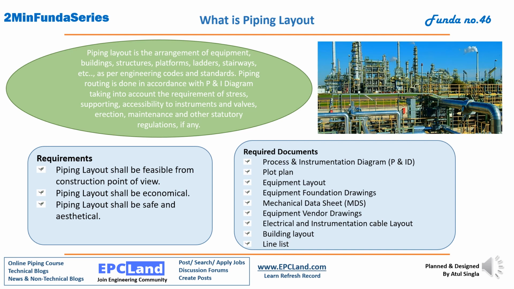There is a main output from piping layout people: mechanical data sheets, equipment vendor drawings, electrical and instrumentation cable layout, building layout, and line list. Once a piping person receives all these documents, then only he can start developing the piping layouts.